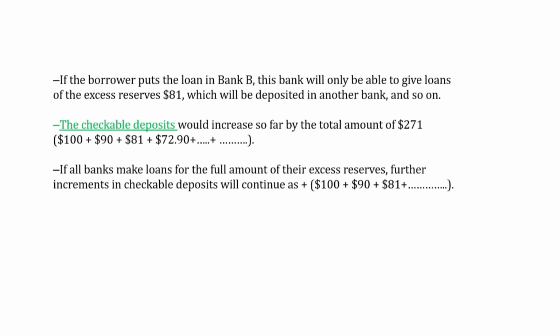But what happens if this money goes further? The checkable deposit would increase so far by a total amount of 271. So Bank A got 100, Bank B got 90, Bank C got 81, Bank D got 72.90, and then some more money again, Bank E will come, but it has to keep 10% as the reserve, and the remainder can be loaned out. Then Bank F comes, Bank G comes, G, H, I, J, we can keep on adding like that.